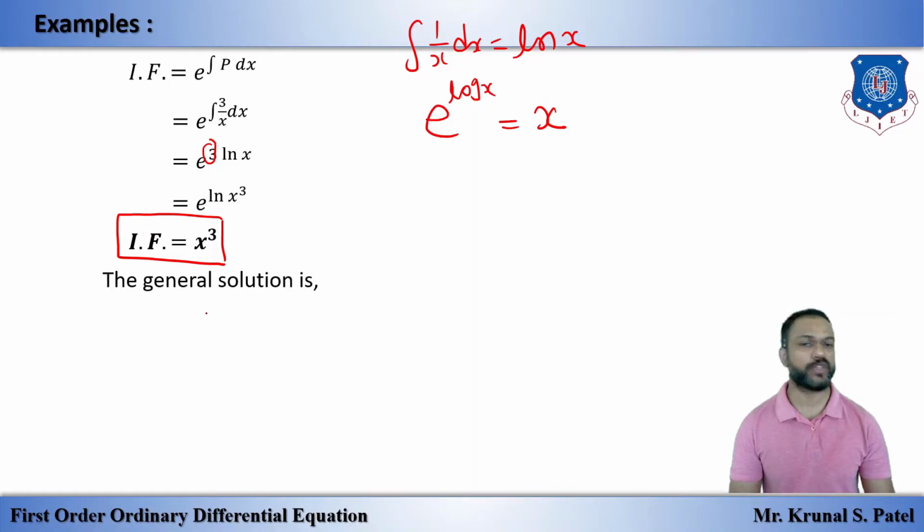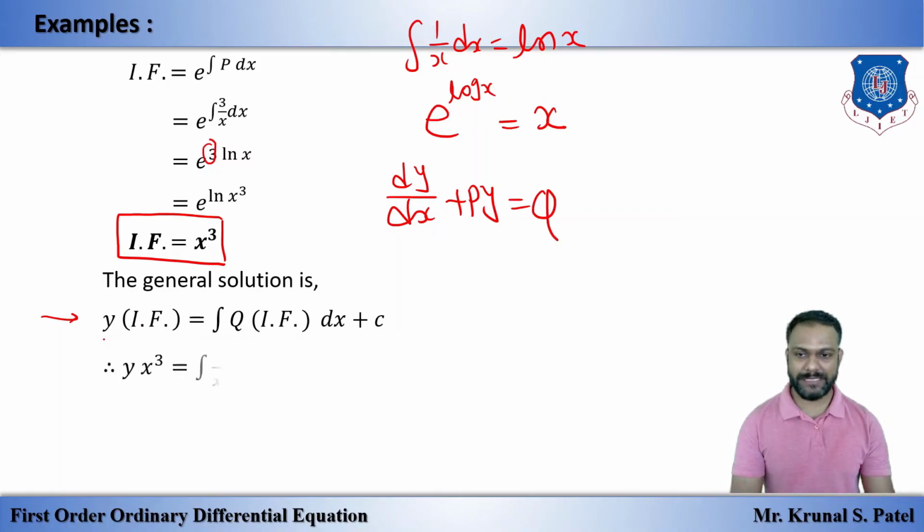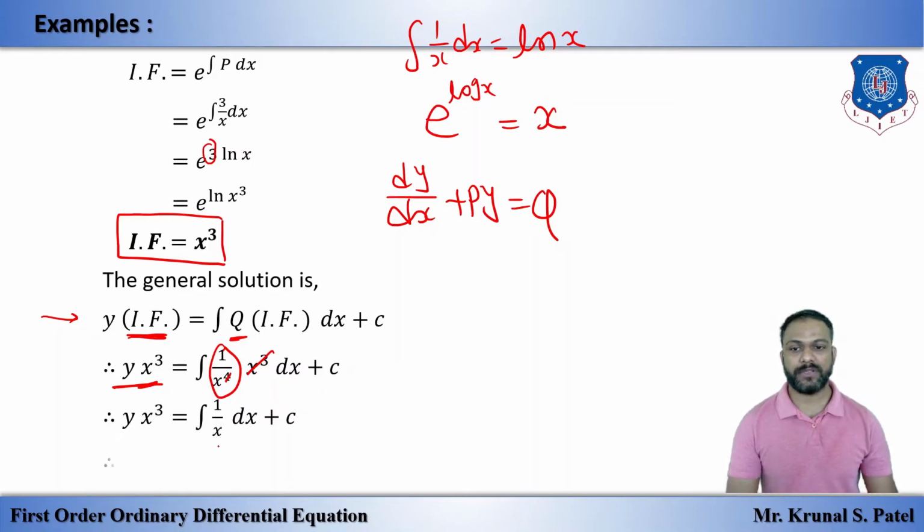After the IF, we just have to find the general solution. That means y into IF is equal to integration q into IF dx plus c. We use this formula because the original question is compared with dy by dx plus py is equal to q. So y as it is, the IF is x cube, and q is 1 by x raised to 4. By cancelling, we have 1 by x remaining, and the integration of 1 by x is log x plus c. So this is our final answer, which is our general solution.